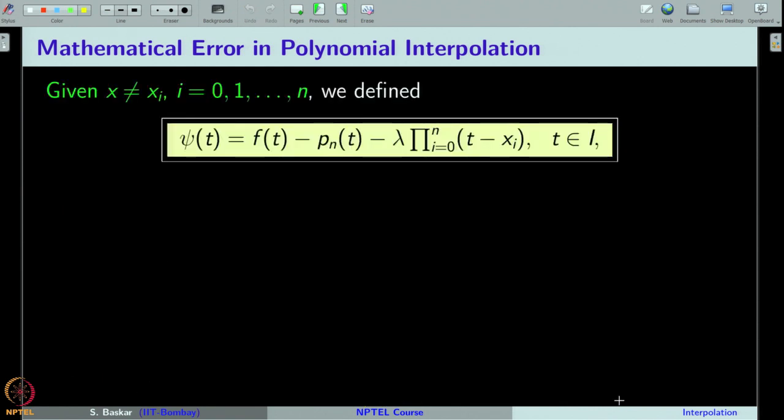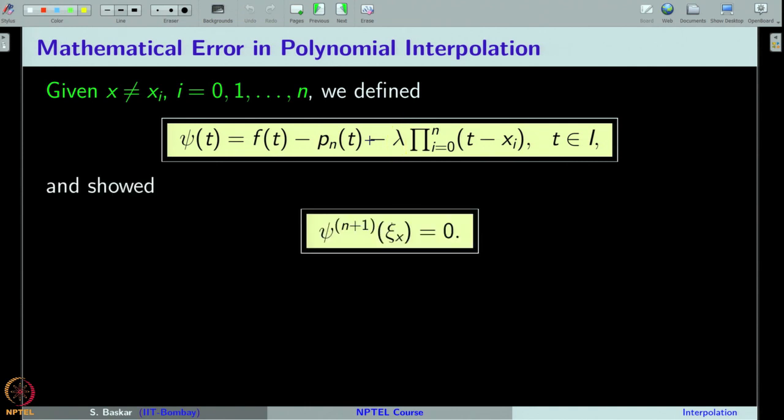Let us summarize. We have chosen a point x arbitrarily in the interval a b in such a way that it does not coincide with any of the node points. And then we defined this magic function psi of t, and we have chosen this lambda in such a way that psi has at least n plus 2 roots. So, once we have this result, by applying Rolle's theorem repeatedly, we saw that the n plus first derivative of psi has at least one 0 in the interval a b, and we have denoted that 0 by xi of x. This is what we have done so far.